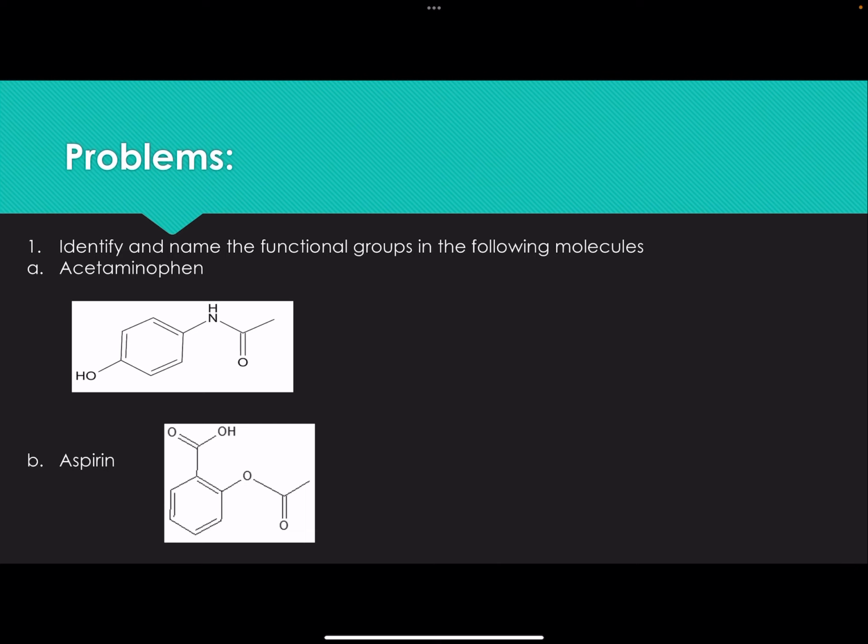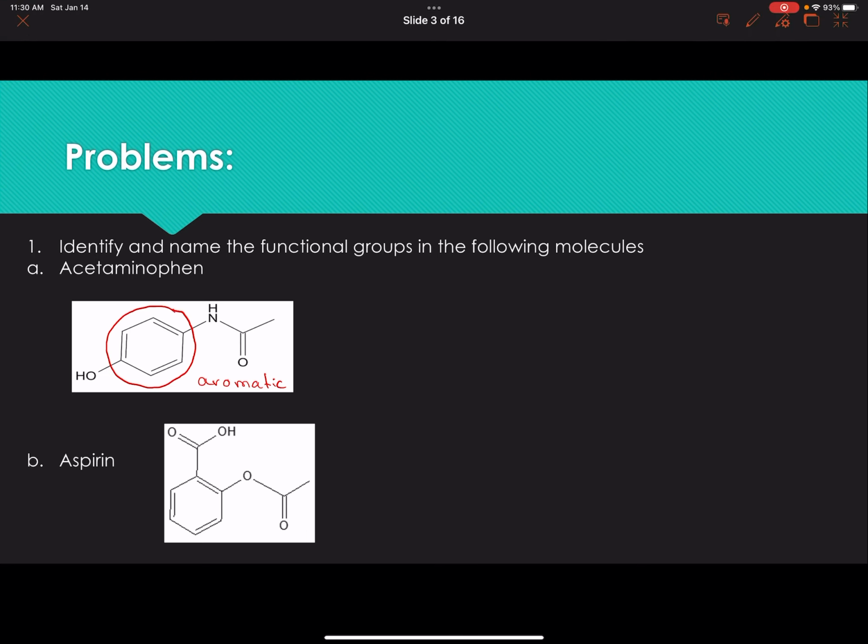So we can look first of all at acetaminophen. The first thing that stands out to me is this ring structure. That ring structure is going to classify this as being aromatic. And for our functional groups, we are looking for anything other than our basic carbon-carbon single bonds or carbon-hydrogen single bonds. So I see some other elements here. I see this OH. Now I have a couple of functional groups that have that OH present. So I've got to look to see what the OH is attached to. If it's just attached to a regular old carbon, then I have an alcohol.